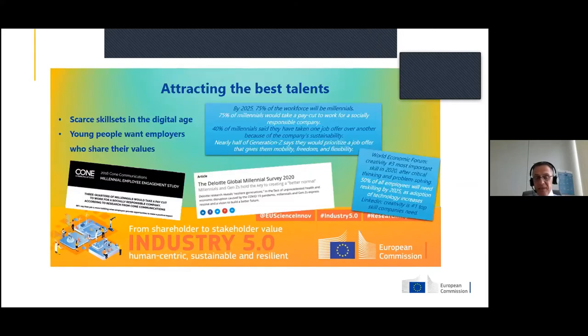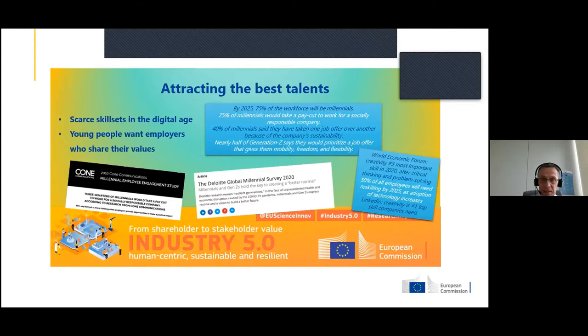I said attracting the best talents can make our industry more competitive. What I mean with that is there are already sectors in the economy where you have a scarcity of skills, digital technologies, etc. So there will be or is already a competition for the best people, for the best brains. So the question is, what are the criteria for these young people to decide which job they take? It's obvious from a number of studies that young people want employers who share their values. For example, three quarters of millennials would accept a pay cut if they can in turn work for a socially responsible company. Or nearly 50% of Generation Z said they would prioritize a job which offers them flexibility, freedom, and mobility.